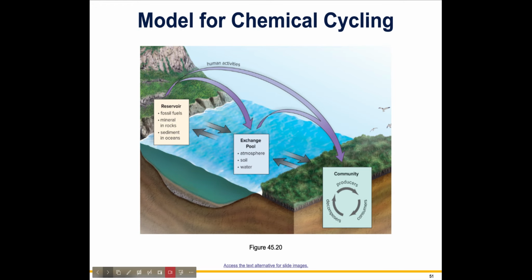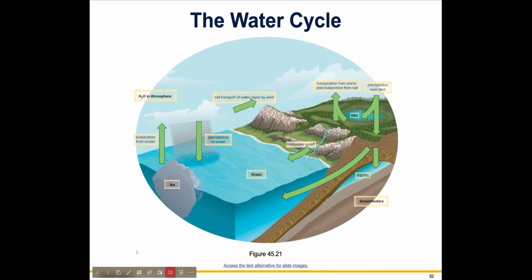So here's kind of our model where we have a reservoir. Humans might be taking these chemicals from the reservoirs. We might be putting them into the exchange pools or into the community. It depends on what the chemical is and what we're doing with it. But then we've got our exchange pool where we're able to utilize that nutrient. And then we have the living part, the community part, where it's actually cycling through living organisms.